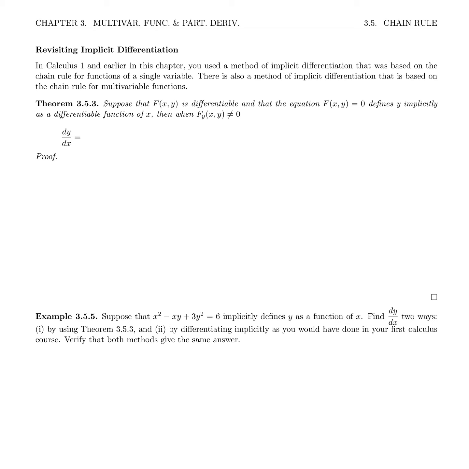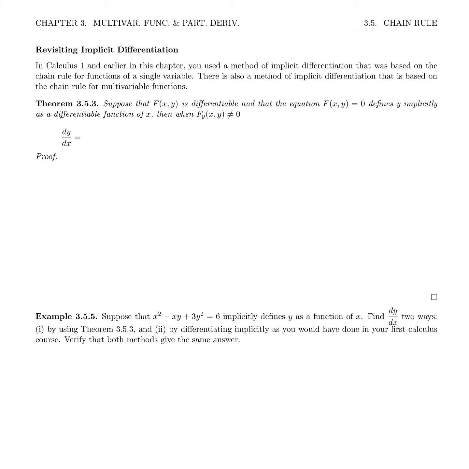In this video and the next, we're going to take another look at implicit differentiation. In Calculus 1 and earlier in this chapter, we used a method of implicit differentiation that was based on the chain rule for functions of a single variable. In this video, we're going to see a method which actually uses the chain rule for multivariable functions.